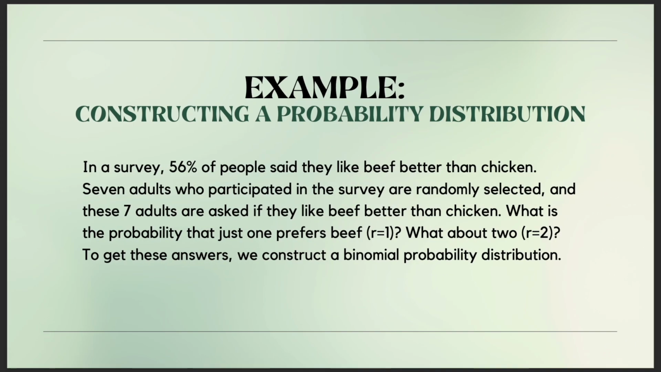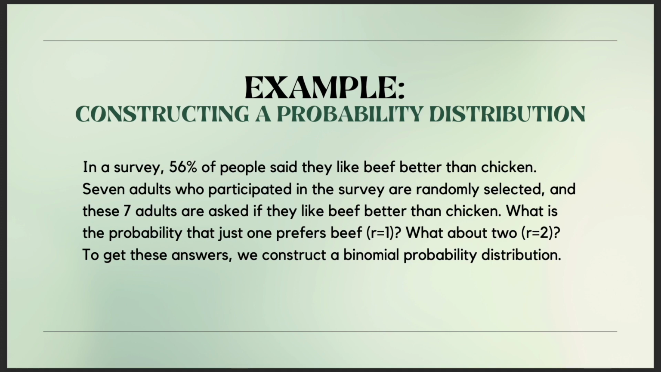The next example, I changed this slightly from the example in the book. So in a survey, 56% of people said they like beef better than chicken. 7 adults who participated in the survey are randomly selected, and these 7 adults are asked if they like beef better than chicken. What is the probability that just one of these 7 adults prefers beef? That would be R equals 1.